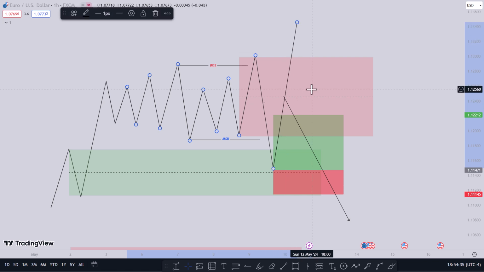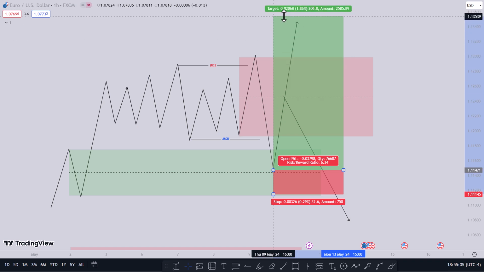So this is the pattern, and I'm not going to force on you whether you exit from here, from this zone, or from here. All you have to do is backtest this and find the best balance between a high RR and a decent win rate, because you don't want to take 10R trades every time aiming for that new high, right?